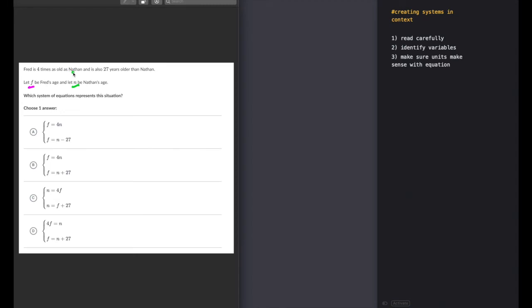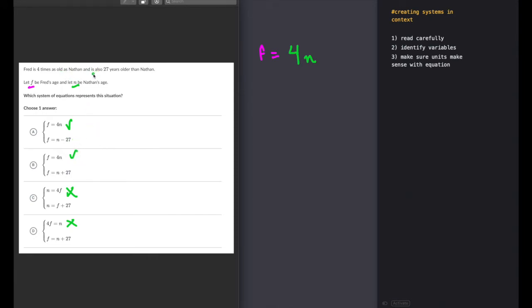So if Fred is 4 times as old as Nathan, then F, Fred's age, should be 4 times whatever Nathan's age is. So I could say F equals 4 times N. So if this is Fred's age, I know it should be 4 times as big as N. And this equation expresses that. This says F is 4 times N, because when we have a coefficient, that means multiplication. All right. And so I see F equals 4N, F equals 4N. This N equals 4F, that doesn't look right. 4F equals N also does not look right to me. So we're stuck between these two, and they give us a second equation here.